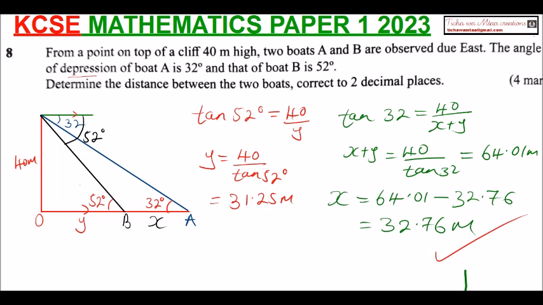So the important thing is to understand the angle of depression, which you learned in Form 2. Angle of depression, angle of elevation. That is very important. Then you should understand the trig ratios. Tangent is equal to opposite over adjacent. Sine is equal to opposite over hypotenuse. Cosine is equal to adjacent over hypotenuse. That information is very important, and it should guide you to be able to solve this kind of question.